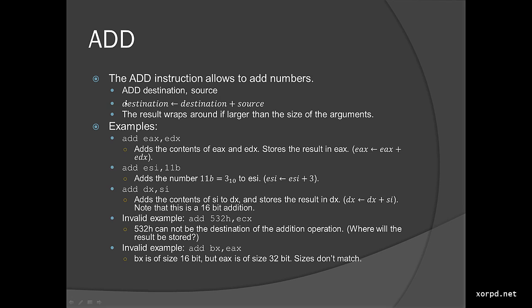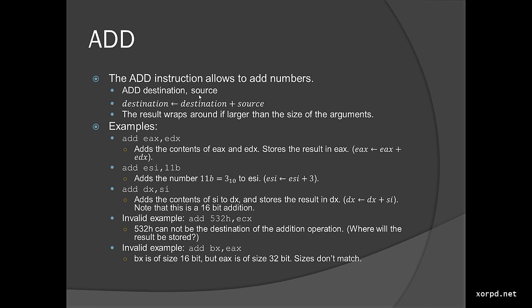These are the usual arguments for instructions with two arguments. The action that is going to be taken is something like this. Destination is assigned the value of destination plus source. Destination is going to be changed, and source is not going to be changed. It will stay the same.